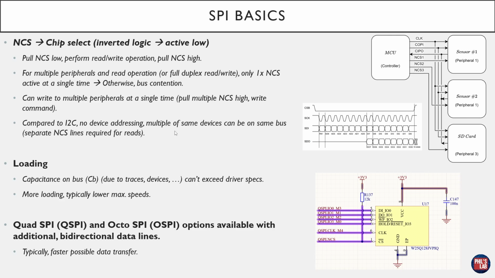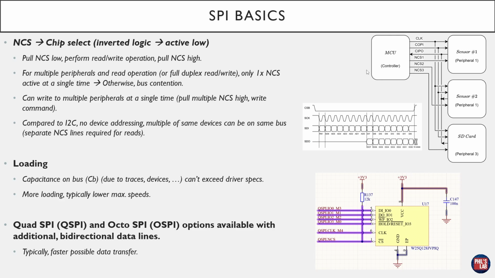The nice thing about SPI, because of the separation with the chip select signals, is that compared to I2C, we don't really have device addressing. Multiple of the same devices can be on the same bus, assuming of course they have separate chip select lines, which are required for reading. We talked about loading briefly, but the capacitance on the bus, and this is due to traces, pads, and devices themselves, can't exceed the driver specs. So there is a limit to the maximum number of peripherals you can share across a single SPI bus, which will load down the clock, COPI, and CIPO lines.